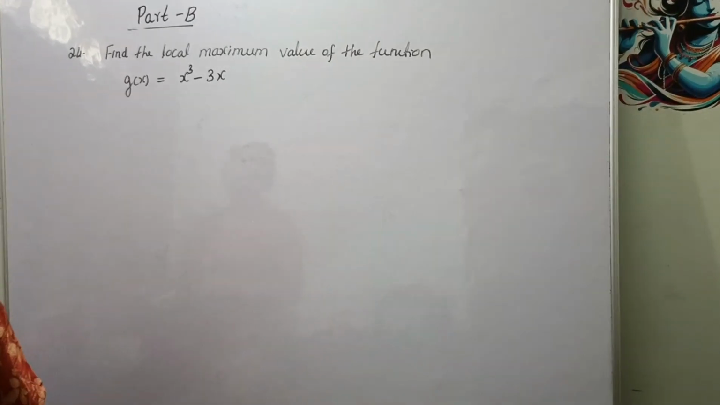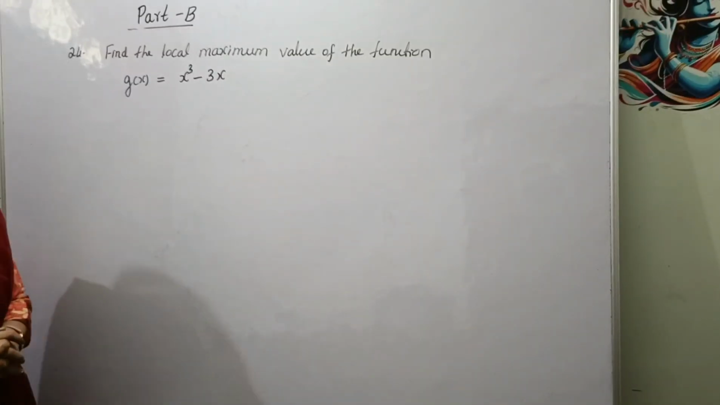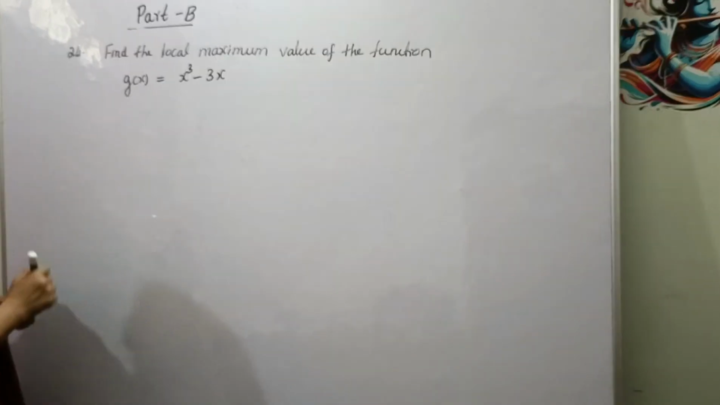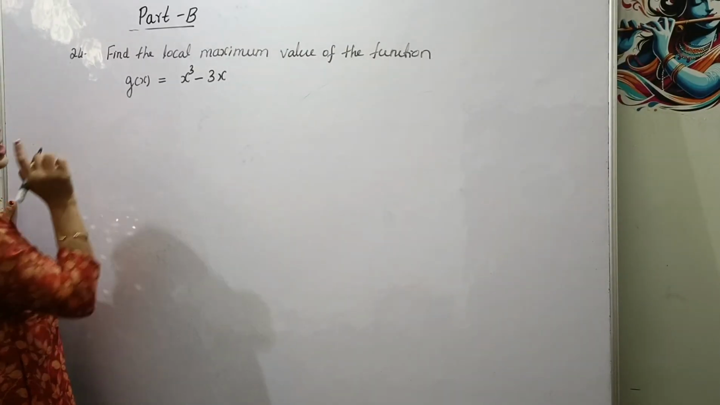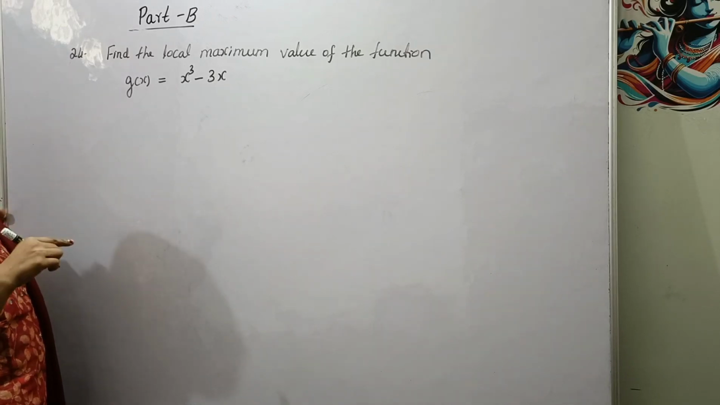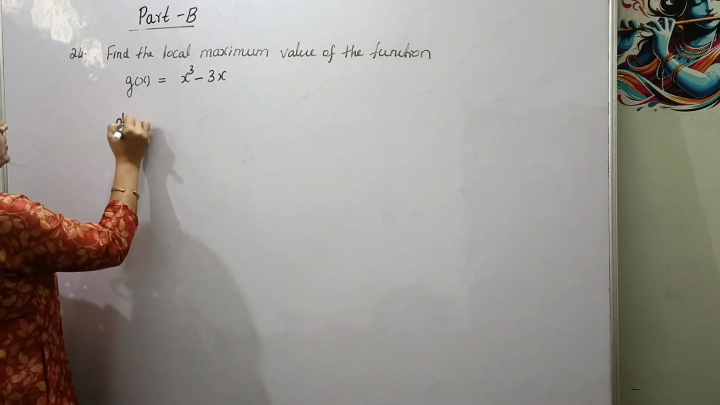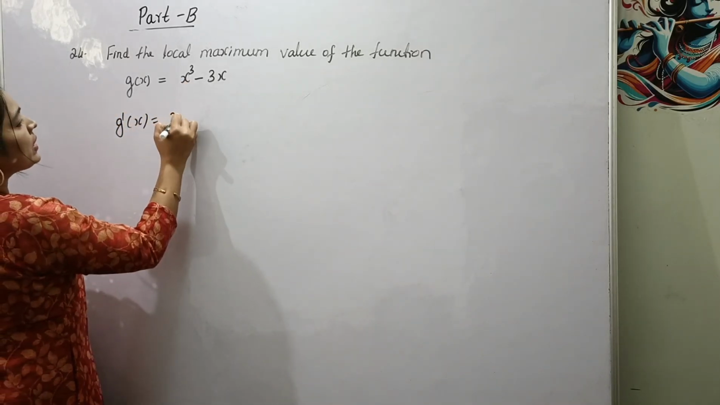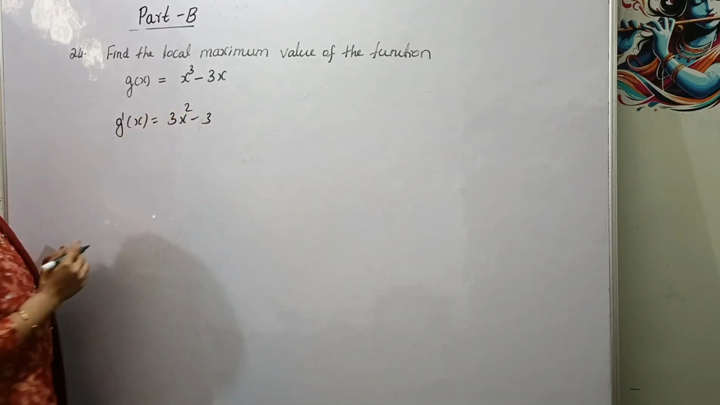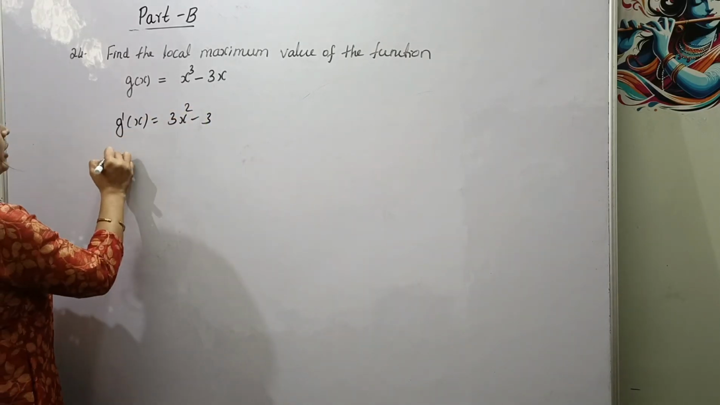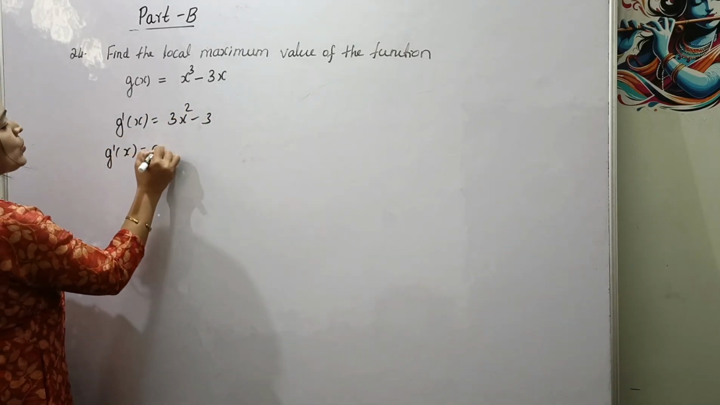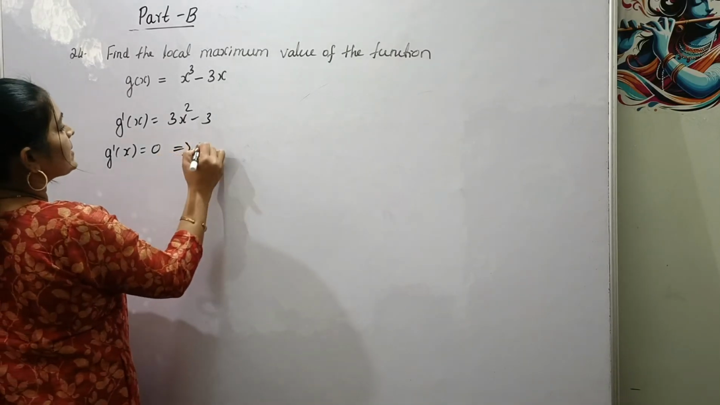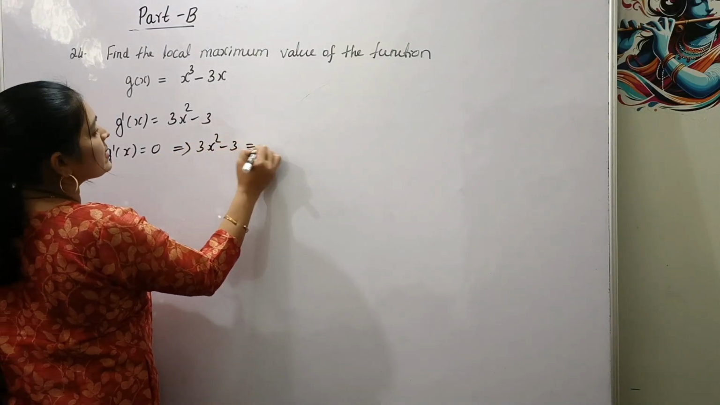Find the local maximum value of the function g of x is equal to x cube minus 3x. Okay, to find the local maximum value of the function, first of all we have to find the critical points, right? So here to find the critical points we need to find g dash of x, derivative of g of x. Okay, g dash of x is equal to 3x square minus 3. Okay, to find the critical points g dash of x is equal to 0. That implies 3x square minus 3 is equal to 0.